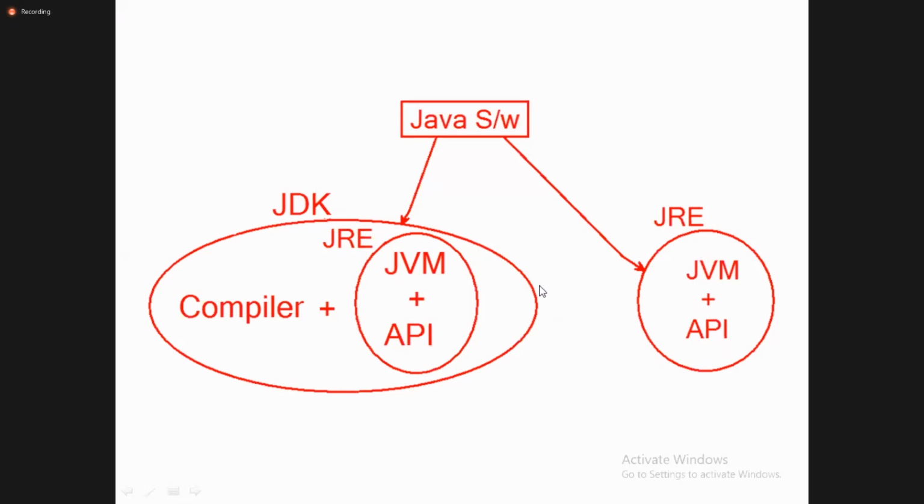And in your developer computer, you have to install complete JDK, complete Java software, nothing but JDK. JDK stands for Java Development Kit. JRE stands for Java Runtime Environment. So in the developer computer, we should install JDK. In the customer computer or in the tester computer, you must install JRE. Is it clear?